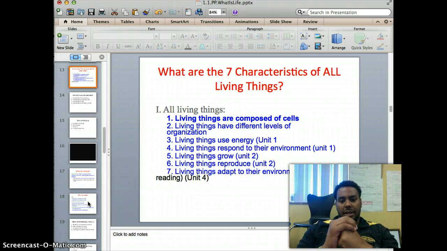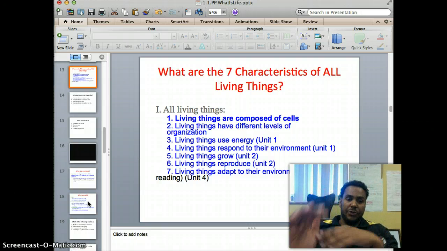That one makes a lot of sense. What happens when you're sleeping and the sun comes and hits your face? Or someone turns on the light? You wake up. You're responding to your environment. When your environment changes, you respond. Living things grow, Unit 2. Living things reproduce, Unit 2, and living things adapt to their environment, that's evolution, and that's Unit 4.